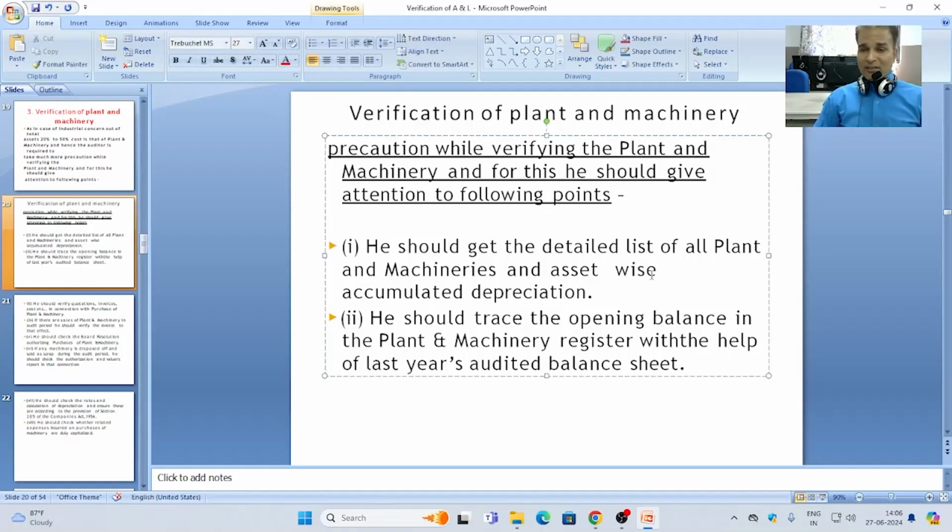He should get the details for each and every type of plant and machinery maintained by the business, and depreciation also. The auditor should trace the opening balances in the plant and machinery register with the help of last year's audited balance sheet and other related information.